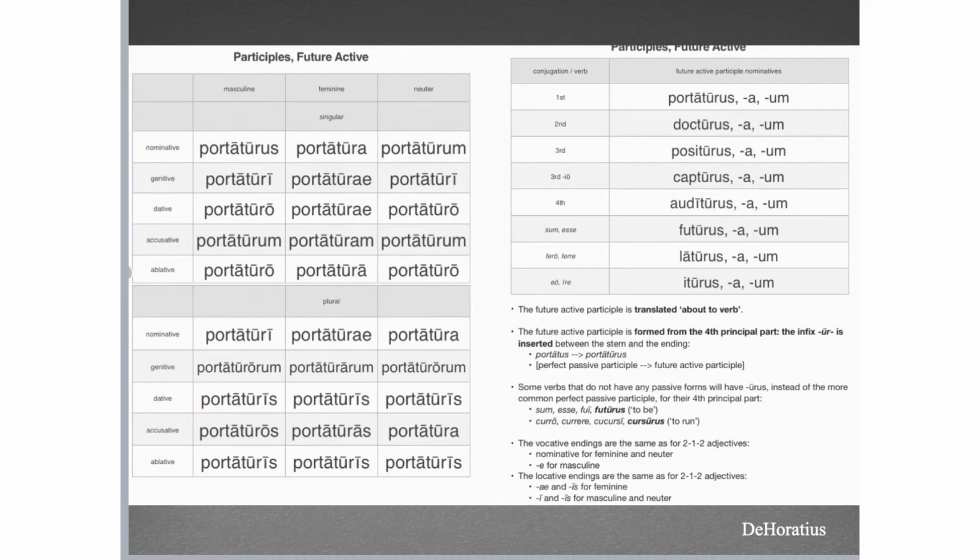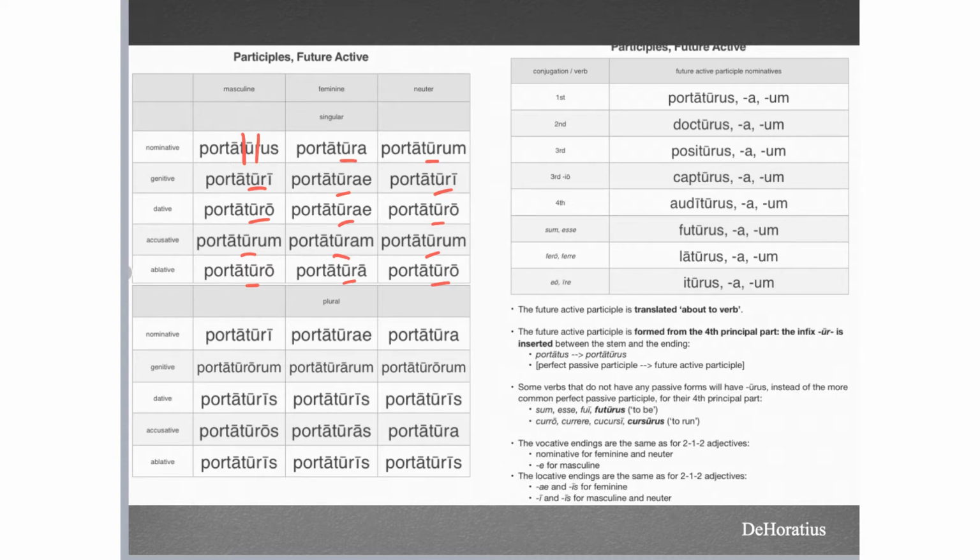So this is your future active participle, also formed from the fourth principal part, but you're adding in this UR, all right? So you can see that all these forms have the UR. It's what's called an infix. You might know prefixes and suffixes, prefix coming before, suffix coming after. An infix is something that comes in the middle. So this infix UR is used to distinguish the perfect passive participle from the future active participle. It's translated about to verb, right? So the boy about to run away was caught. All right, and that's that future active participle.